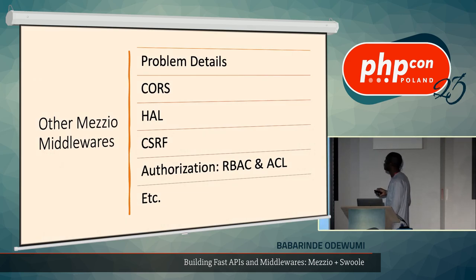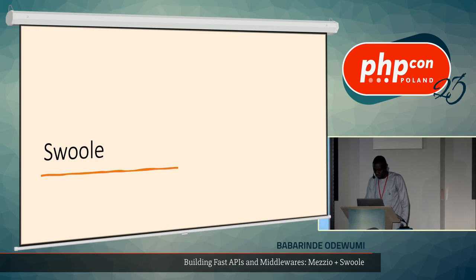Then of course you have CORS as well, which is cross-origin resource sharing, I think. You have that middleware, so you can define which domains can call your endpoints, or which domains can call your whole application. You have HAL, honestly, I've never used it before. Then of course you have CSRF. Then you have authorization, which is either RBAC, role-based access control, or access control lists as well. And you have others that are available on their website.